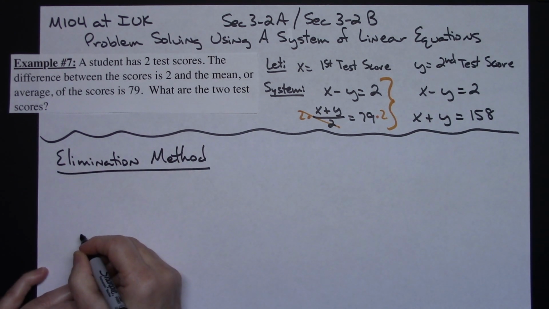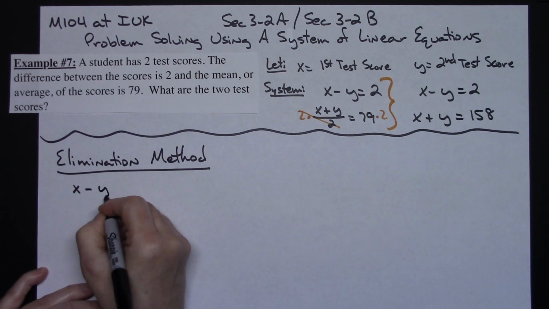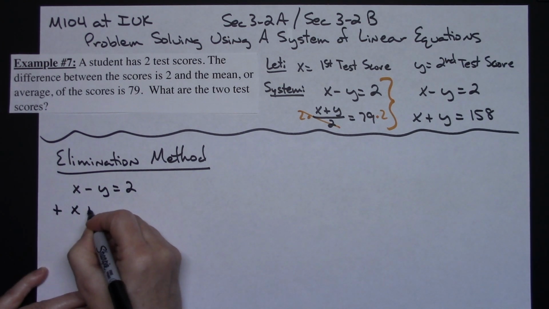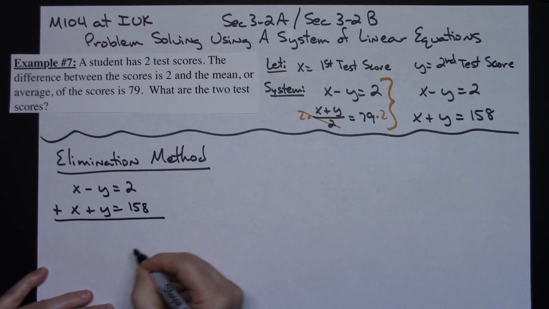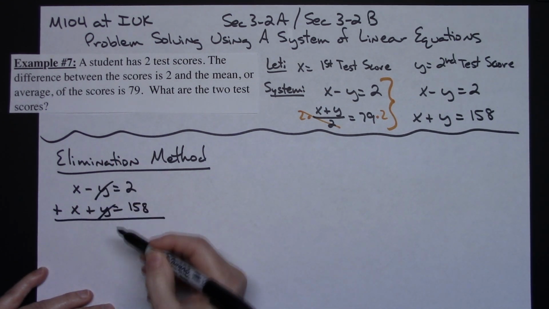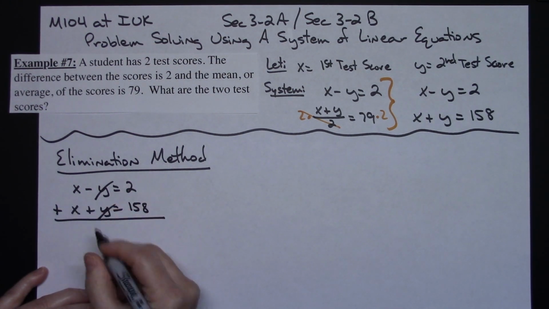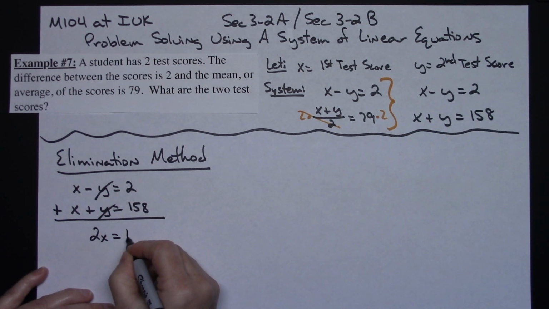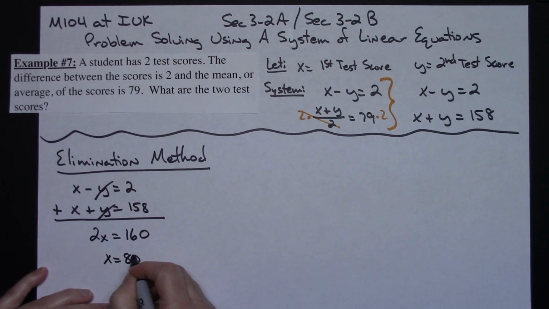Okay, so if it's an elimination method, I'm going to take those two equations. So x minus y equals 2, and then I'm going to add to that x plus y is equal to 158. So when I add these going down, the y terms are going to fall out, which is the elimination method. So adding here, I'm going to have 2x, and then 158 plus 2 more is going to be 160. Divide by 2, I've got x equals 80.